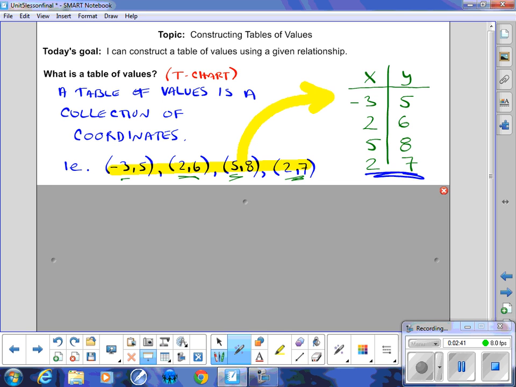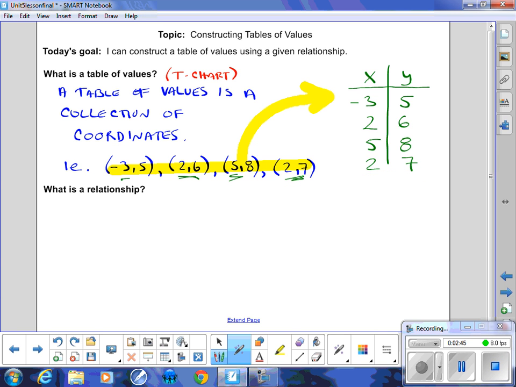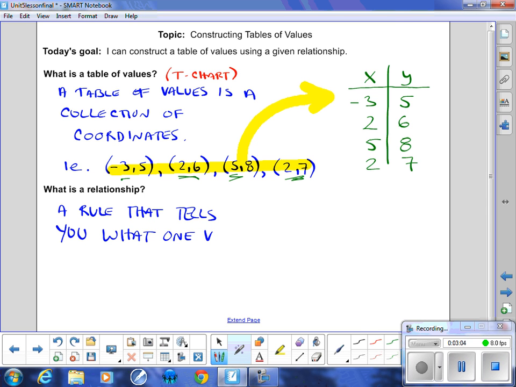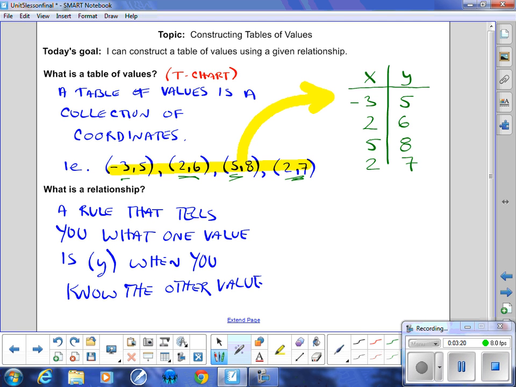That's all we're doing. We're just creating T-charts. Now, the other word in there that might have caused you a little bit of concern is the word relationship. So what is a relationship? A relationship is simply a rule that tells you what one value is, and that's y, when you know the other value. I know that's still a little bit wordy, but it's just a rule. It tells you, this is the relationship when this value is this.